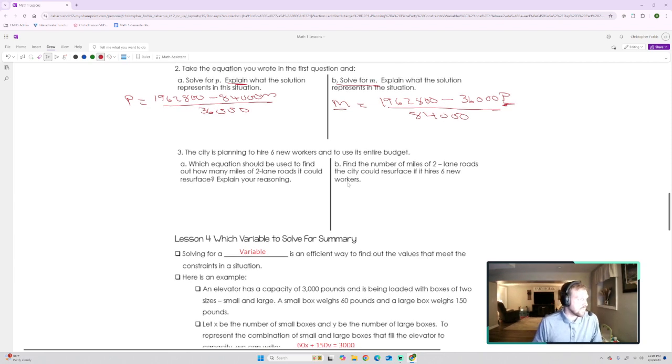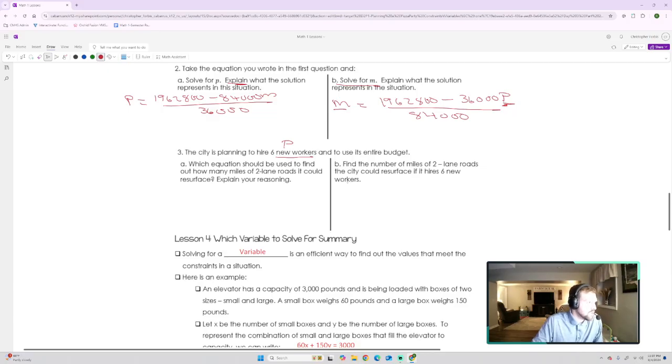And then lastly, 3, it says the city is planning to hire 6 new workers. All right, well, we got our P value right there. That's P. And to use its entire budget. So meaning we can use these equations up above.